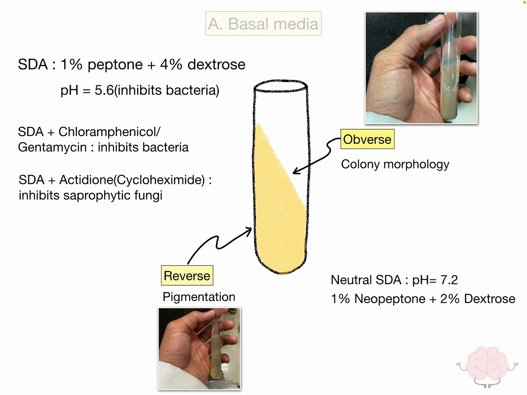Then the other one is the neutral SDA. Neutral, as its name suggests, means the pH is around neutral, so it's 7.2. Its constituents are 1% neopeptone and 2% dextrose. It is also known as the Emmons modification.